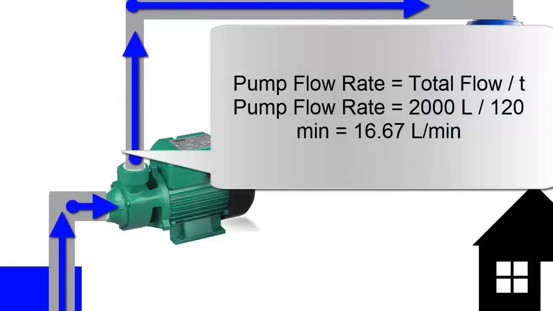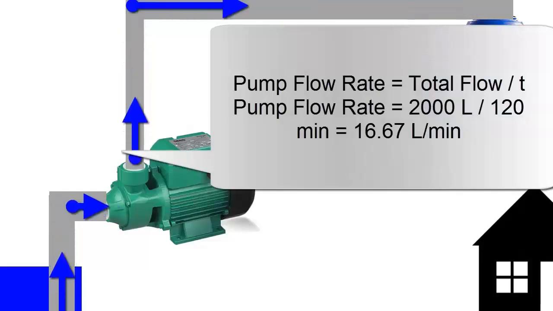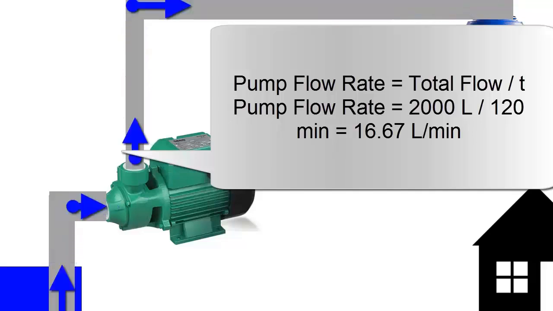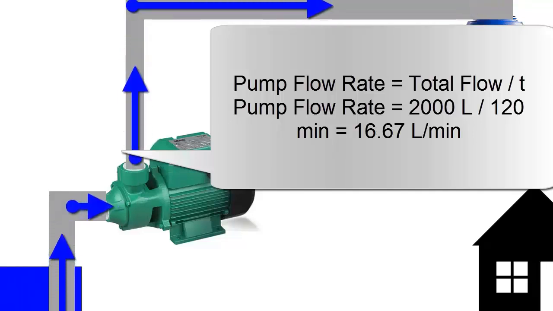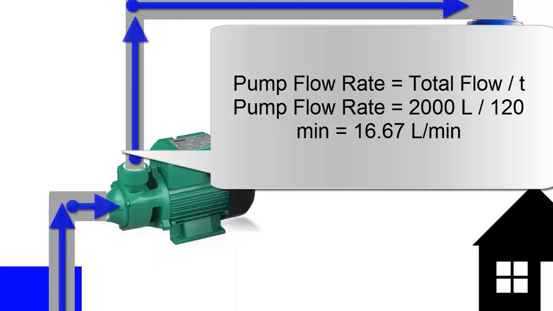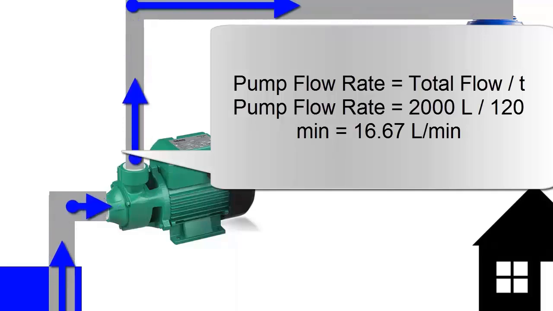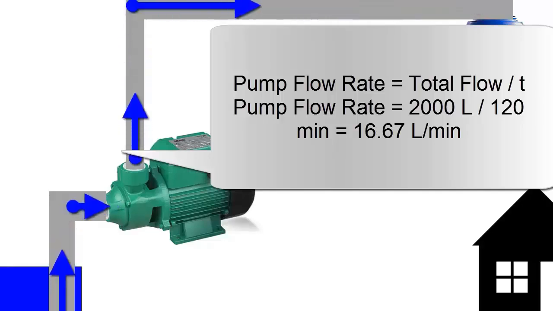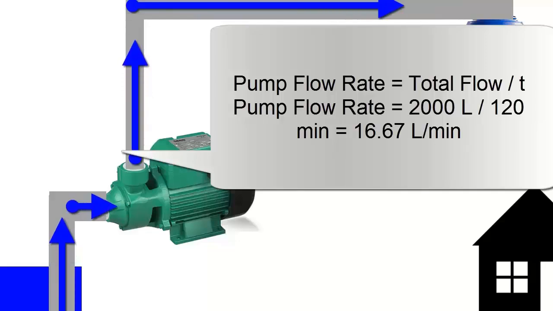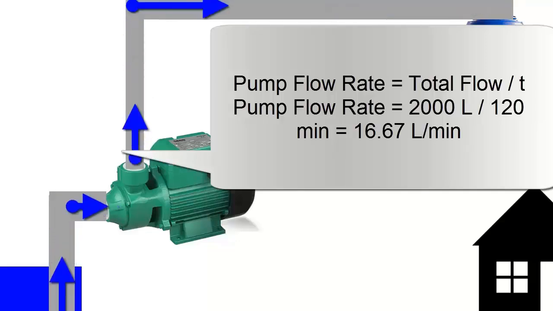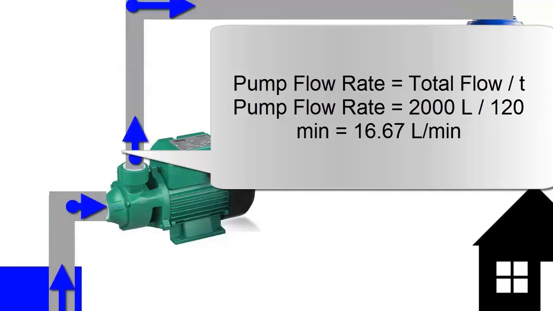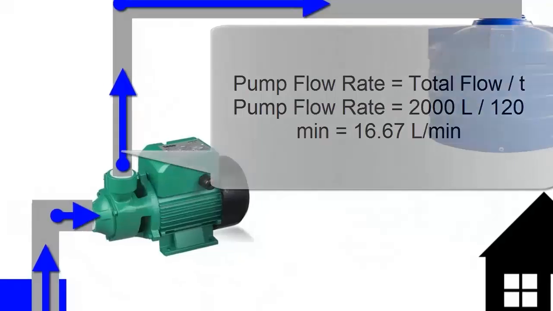4. Pumping flow rate. The pump flow rate must be sufficient to transport the required supply in a reasonable amount of time, typically between 2 and 4 hours. To calculate the required flow rate, divide the daily supply by the number of minutes corresponding to the desired filling time. For example, for a daily supply of 2,000 liters in 2 hours, 120 minutes, divide 2,000 liters by 120 minutes. This gives a flow rate of 16.67 liters per minute.